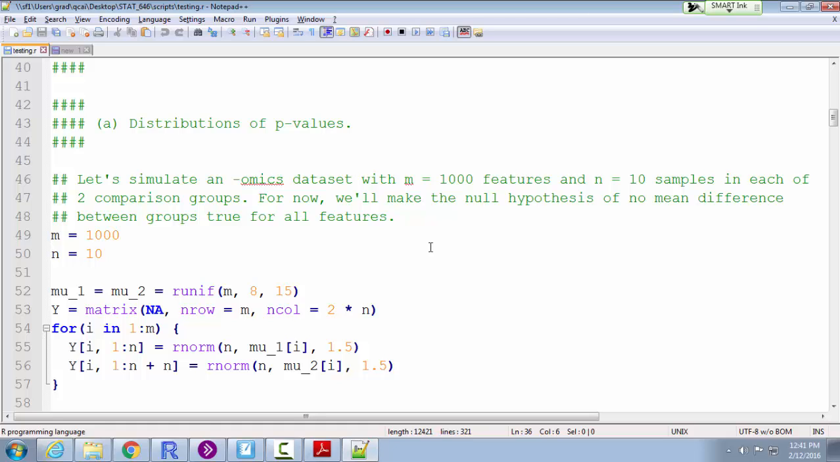We're going to talk more today about testing, and so we'll keep going through the testing.r script, talking about a common task with omics data where you have thousands of features and you want to find the subset of features that are different between comparison groups. That could be 2 comparison groups like treatment and control, or it could be 5 comparison groups if you had 5 different tumor types, for example.